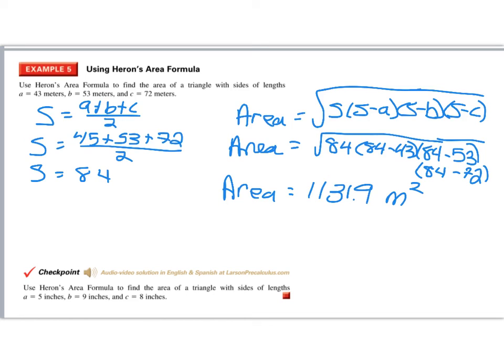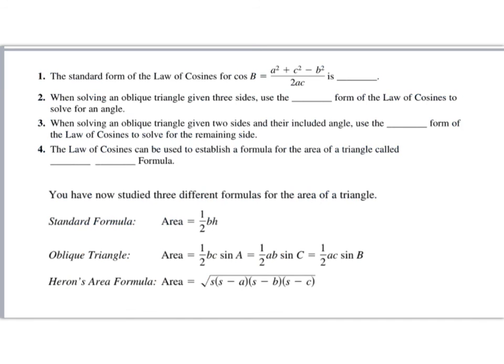All right, go ahead and pause, give yourself a go on the checkpoint, and come back when you're ready, and I'll have the answer for you. Okay, the answer is approximately 19.90 meters squared. Okay, so we're done. All we have to do is our vocab. That was a short section.